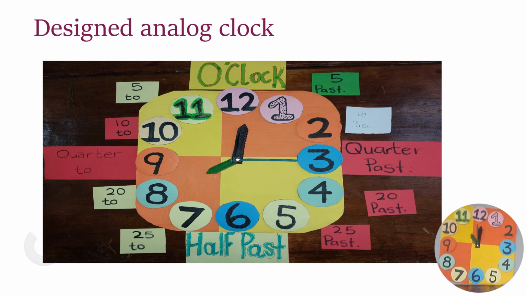So whenever the minute hand is on 12, it means it's o'clock. Whenever the minute hand is standing from 1 to 6, it means it's past or quarter past. When the minute hand is standing from 7 to 11, it means to or quarter to.